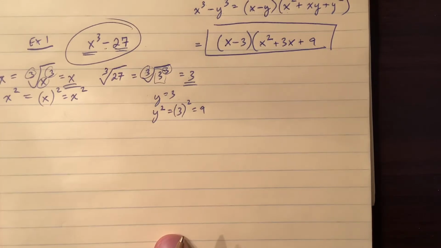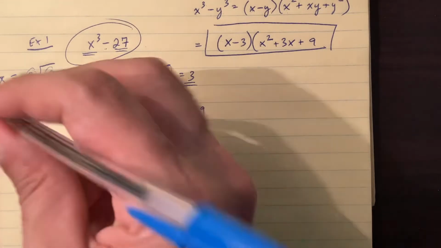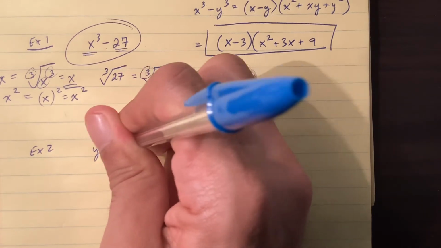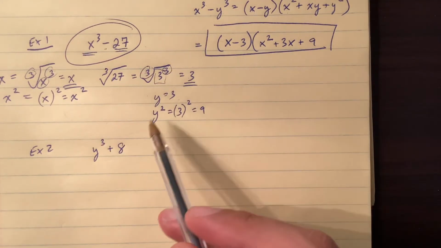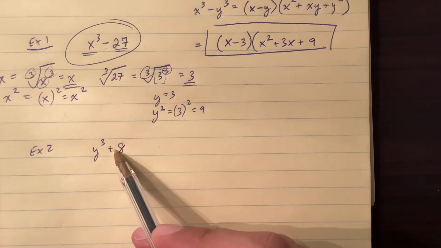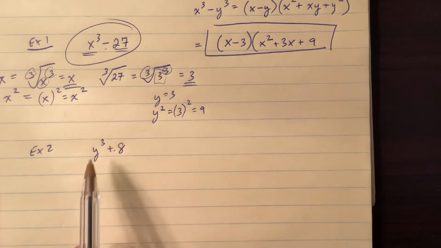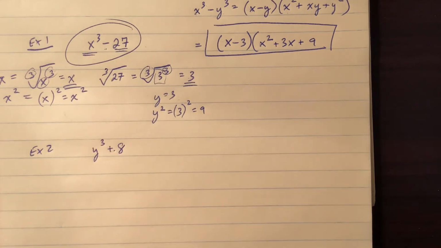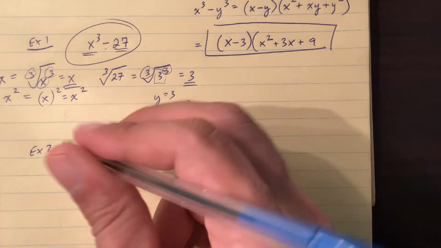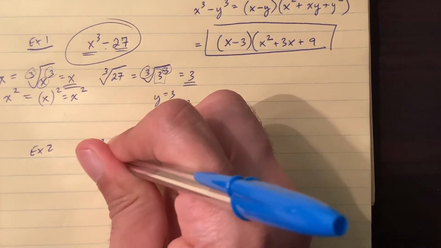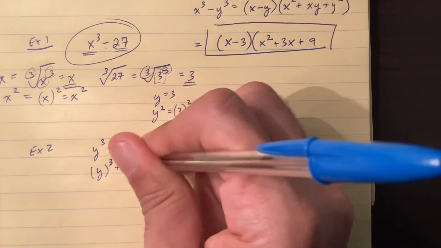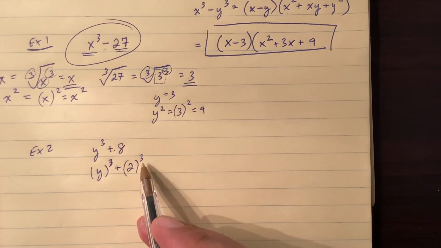All right. The second example that we're going to take a look at is y cubed plus 8. As you can see here, we have a sum of cubes, we're adding. All right, and I'm going to rewrite this one. We're going to do this slightly different than the first example, so you can see another way to solve this. y cubed is the same thing as saying y to the third power. And 8 is the same thing as saying 2 to the third power. 2 times 2 is 4, times 2 is 8.